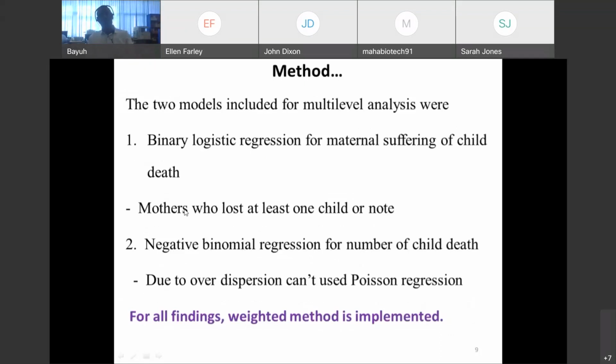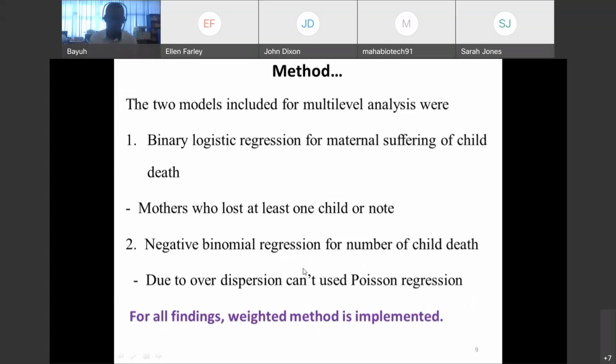For this analysis, I used two different sub-models. The first one is binary logistic regression, for maternal suffering of child death. For this analysis, the outcome variable is binary: the mothers who lost at least one child or not. For such analysis, I used logistic regression, specifically multi-level logistic regression.